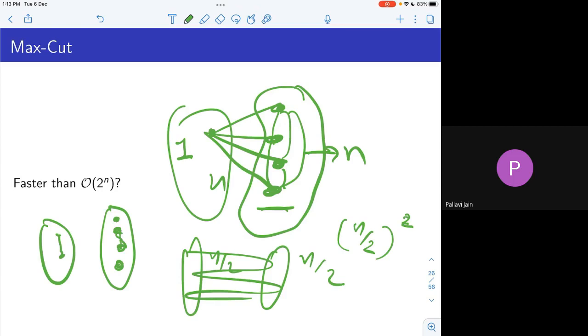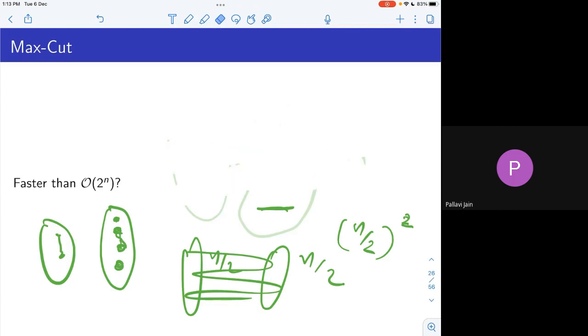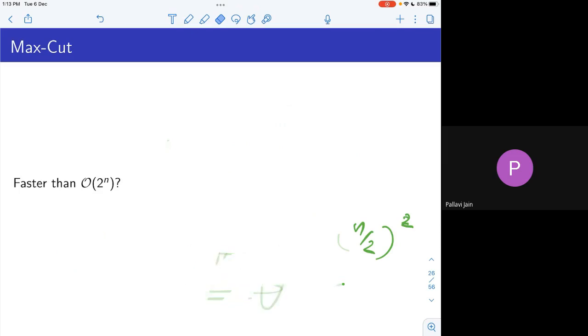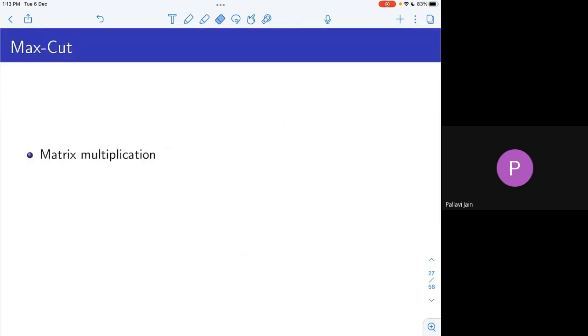Okay, so let's just move to the algorithm part. All these ideas we can try, and maybe for some graph classes they will give really good algorithms. I haven't checked that. But for now, let's move to how we solve this problem, max cut.